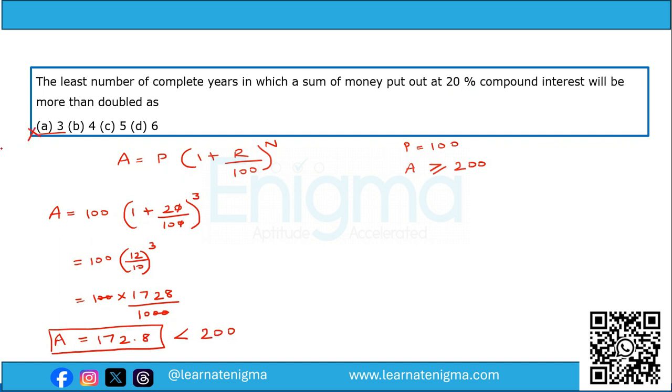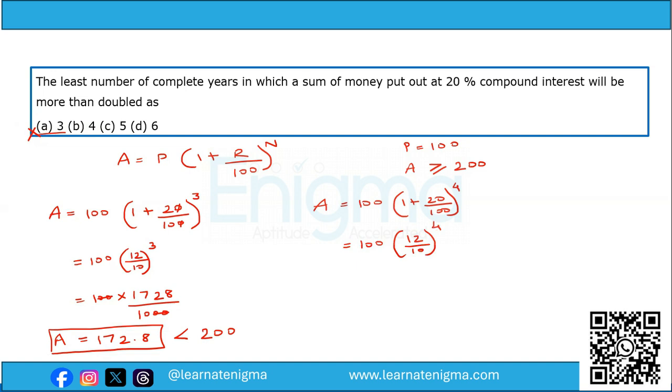Now, because the question asked is least, we are starting from the smallest value in the options. Now we'll take the next smallest value, that is n equal to 4. So now the amount is equal to 100 into (1 + 20/100) raised to 4. So now it will become 100 into (12/10) raised to 4.